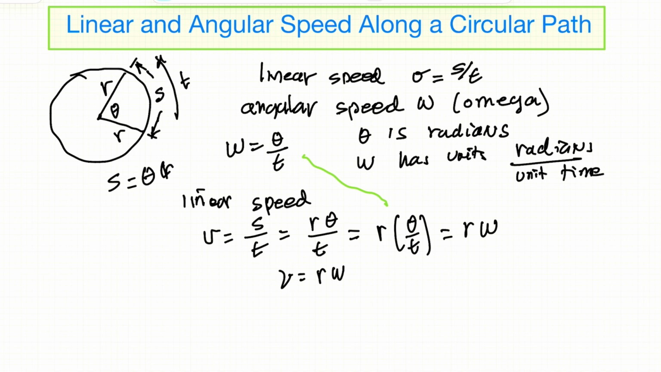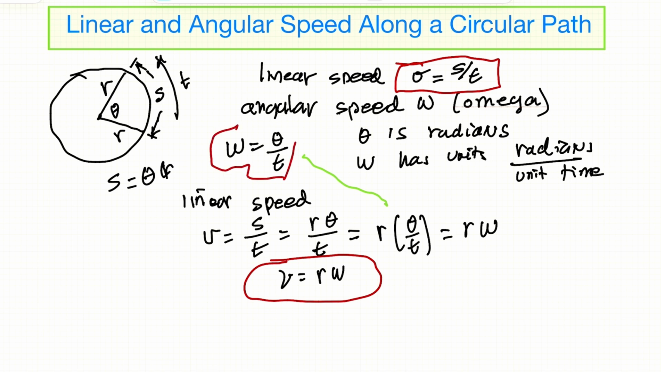So these are some of the equations that we need to understand when we're dealing with circular motion. The speed equation is distance divided by time. The angular speed is omega, that's theta divided by t. And then here is the speed written in terms of r and omega, just combining those. Next, I want to do an example.